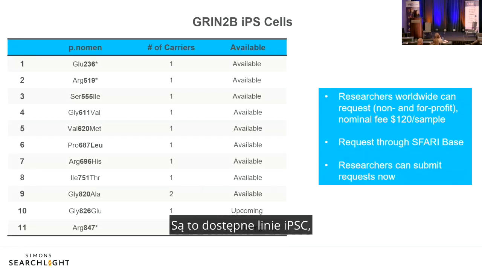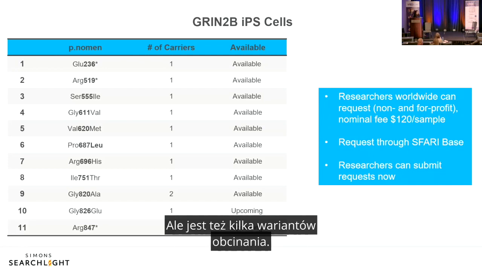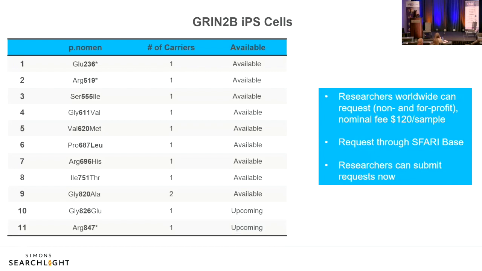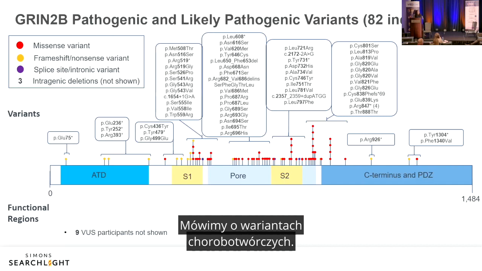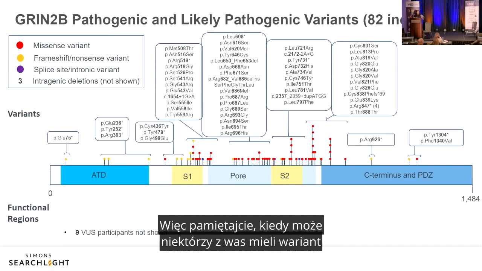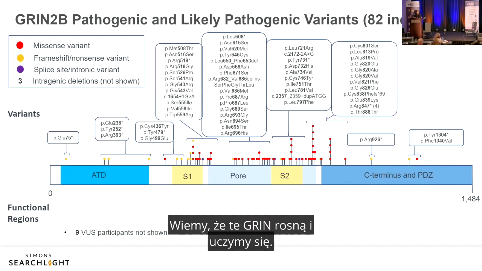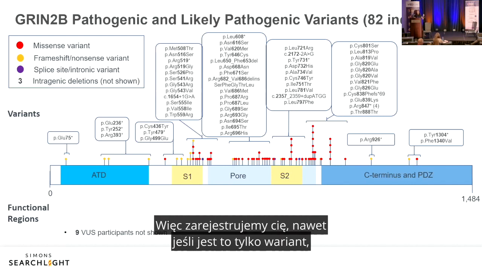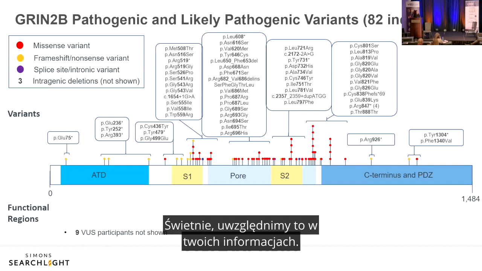These are the available iPSC lines, and I believe most of them are missense variants, but there's a few truncating variants as well. In terms of what types of mutations we're talking about, they are pathogenic variants. Typically they will collect all information. Remember when maybe some of you had a variant of unclear significance and then it became pathogenic or likely pathogenic? We know that these GRINs are growing and we're learning. So we will enroll you, even if it's just a variant, and then we're going to continue to follow you. And if it ends up being updated later, great, we'll include that in your information.